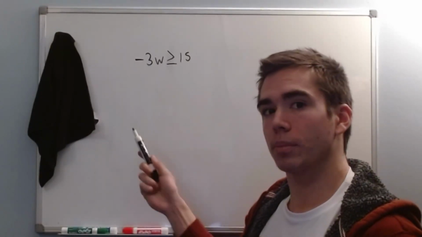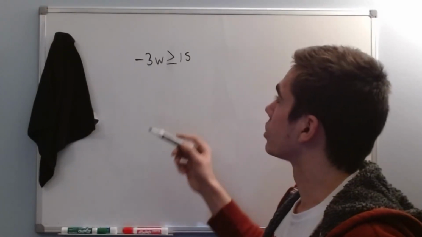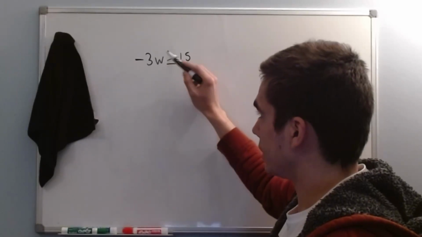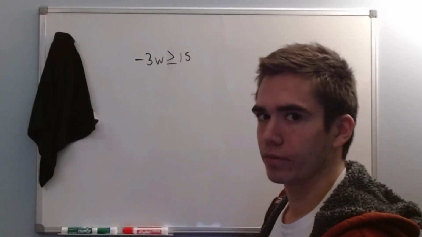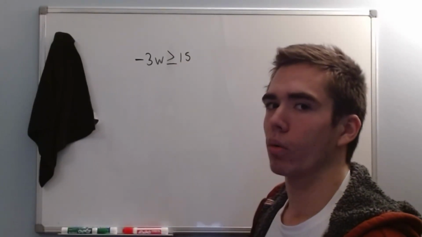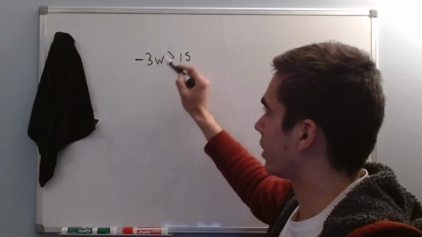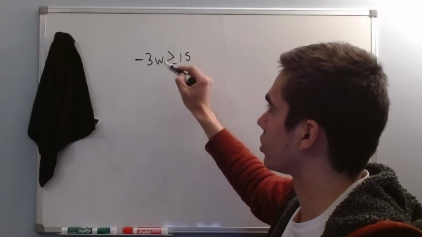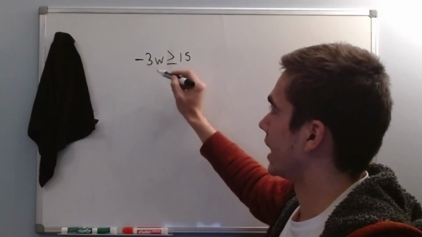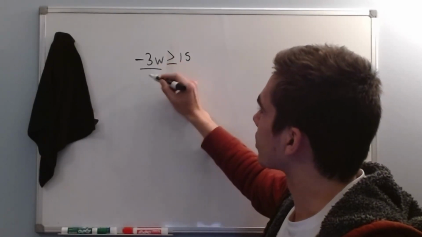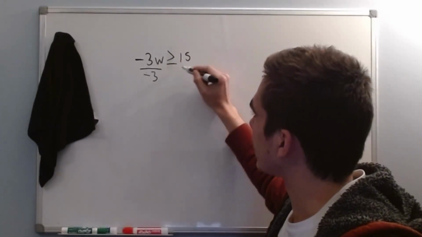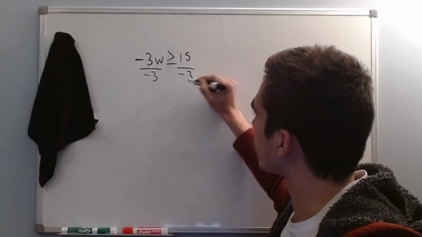So our first step when working with a problem like this is looking at getting this w by itself. And just like any other problem, we're going to do that by finding the weakest link to this w, and that is going to be our -3. So we're going to simply divide our -3 out and do it on both sides.